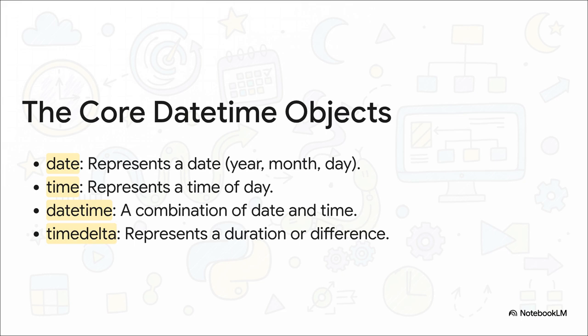But then you have timedelta. This one's different. It's not the pin on the map. It's the distance between 2 pins. It represents a duration, like 30 days or 5 hours and 15 minutes. And trust me, this little guy is the secret sauce for doing any kind of math with time.